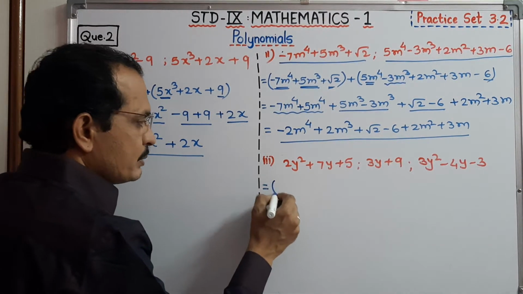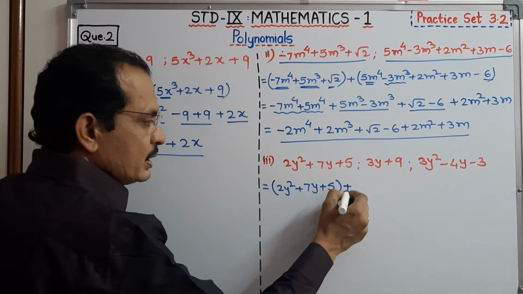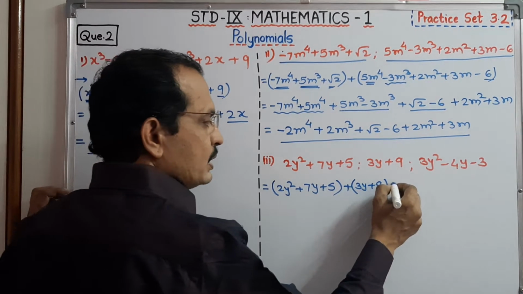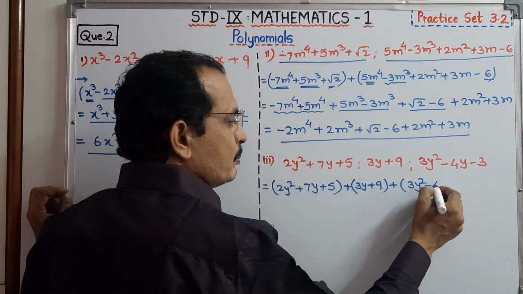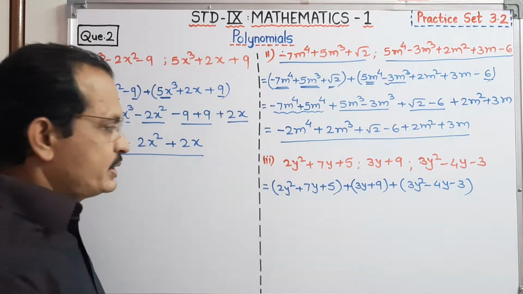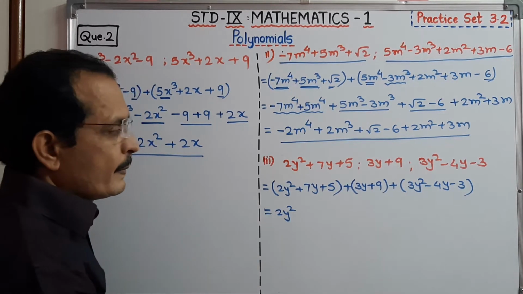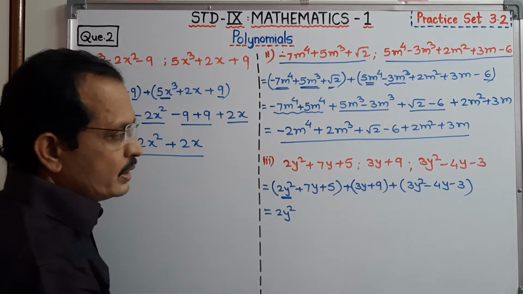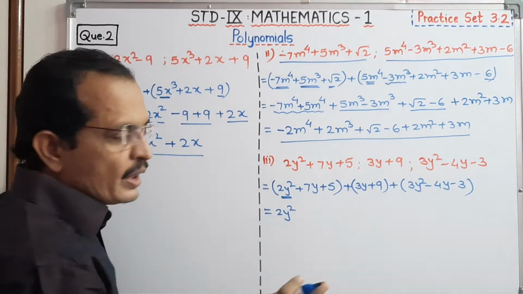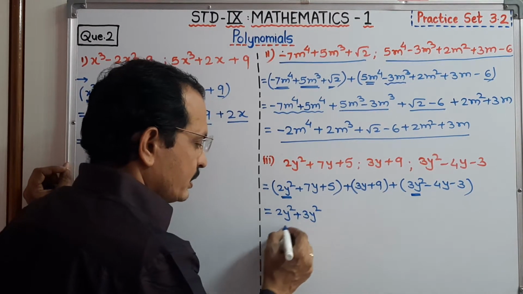The procedure is the same: 2y square plus 7y plus 5, plus 3y plus 9, that is the second polynomial, plus 3y square minus 4y minus 3. Dear student, we have to do the addition. Take the similar terms. First term is 2y square. Now we write this 2y square. Now in the second polynomial, the term having index 2 is not there. See the third one. Here it is 3y square plus 3y square.